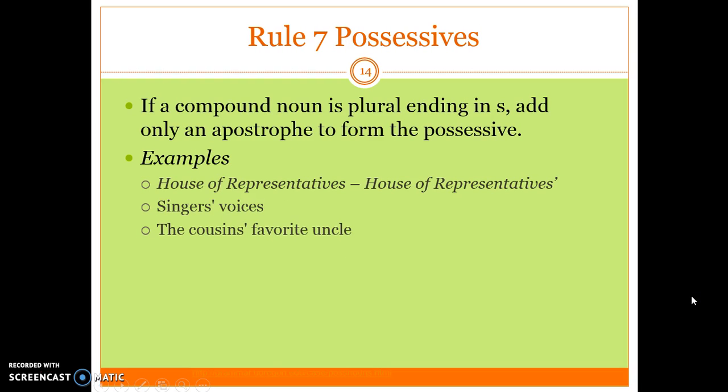Rule number 7. If a compound noun is plural, ending in S, add only an apostrophe to form the possessive. So House of Representatives is plural. To show possession, you're going to put the apostrophe after the S. The S is already there. Same thing with singers. Singers, plural, voices, meaning more than one singer. And then the cousins' favorite uncle. All the cousins have the same favorite uncle.